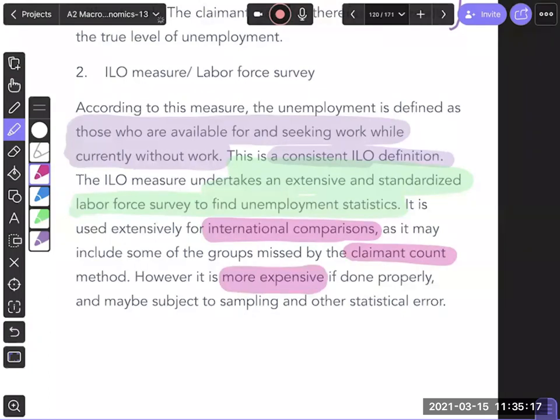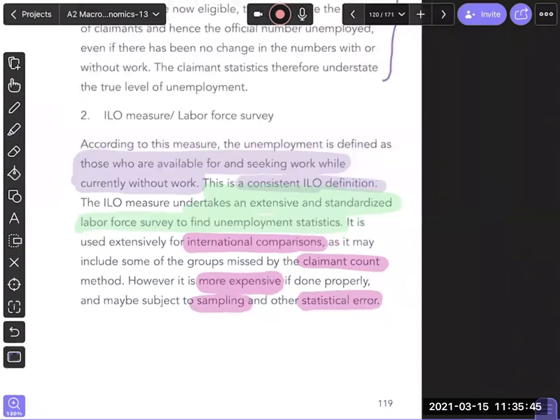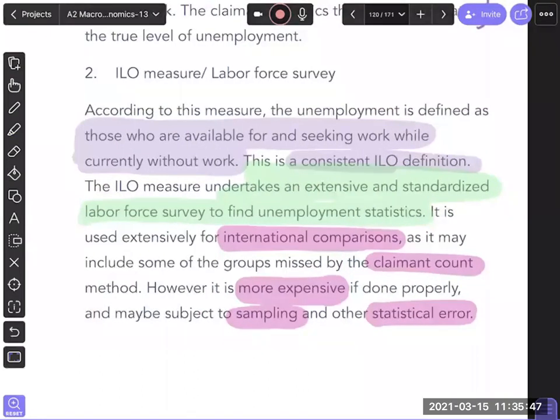And remember, just like all other surveys, like census and all that, it takes up time and money and so on. It's also more prone to statistical errors and sampling issues and so on and so forth. Makes sense, guys? So this is your ILO measure or labor force survey. Any questions about this one? So this used to be in AS, now it's moved to A2. It doesn't really come often, but we need to know this because it is the basis for the chapter we're about to do.